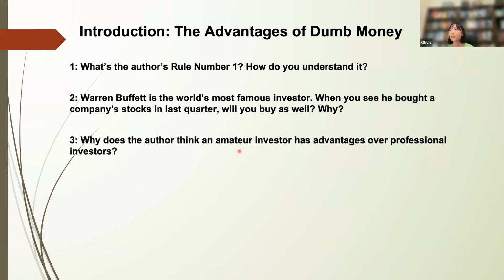Now, let's go on to the introduction, the advantages of dumb money. So what's the author's rule number 1? It's on the first page of the introduction, the advantages of dumb money. In case you forgot. So how do you understand it? I'll give you guys a moment to look over rule number 1.